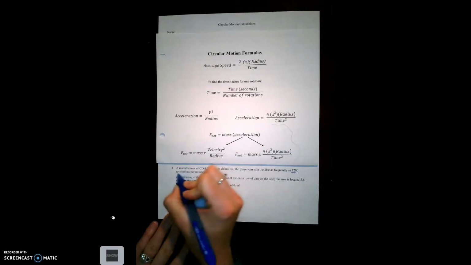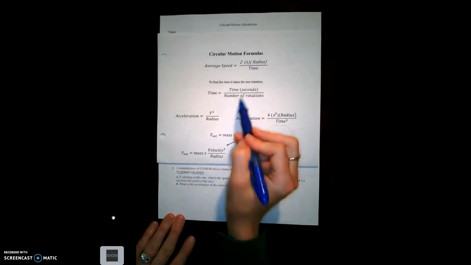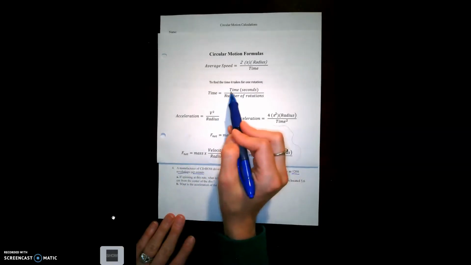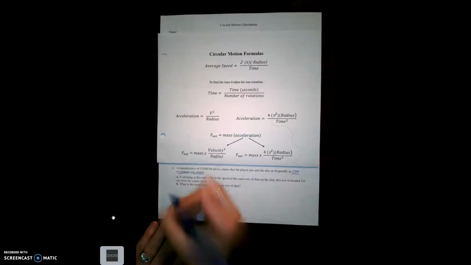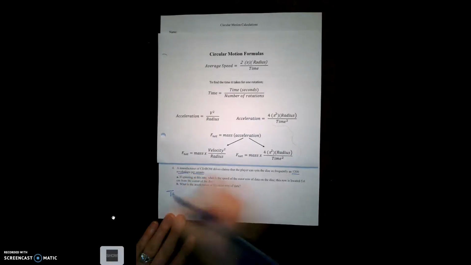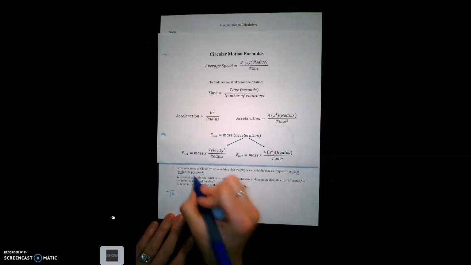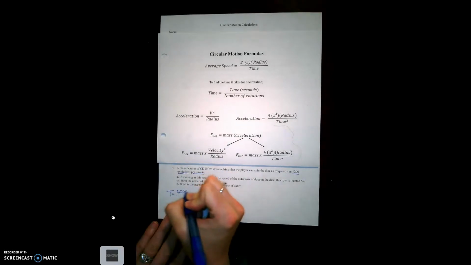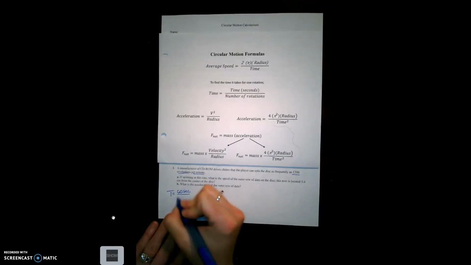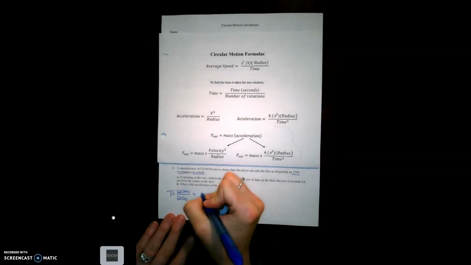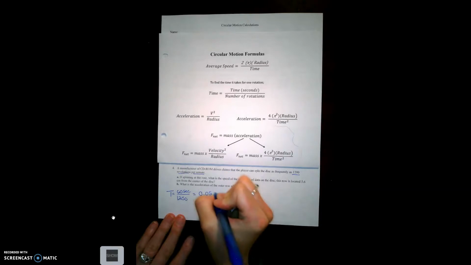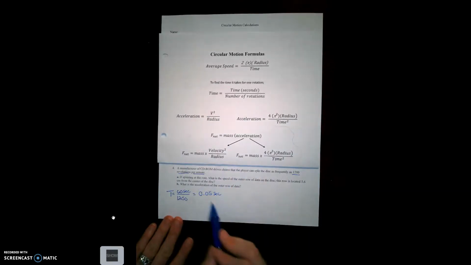So first we're going to take this. We have 1200 rotations per minute. So we're going to be using our time formula and use time divided by the number of rotations to find the time it takes for one cycle to occur. So time is going to be our time in seconds, which is one minute, 60 seconds, divided by the number of rotations, which is 1200. So divide that and you're going to get 0.05 seconds. So that's the amount of time it takes for one cycle to occur.